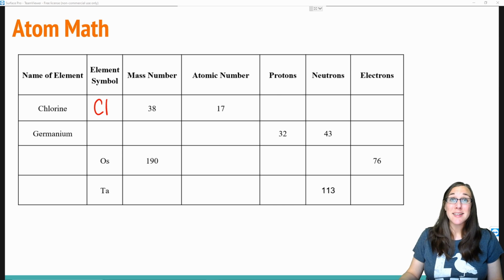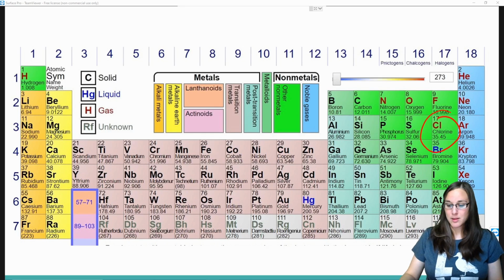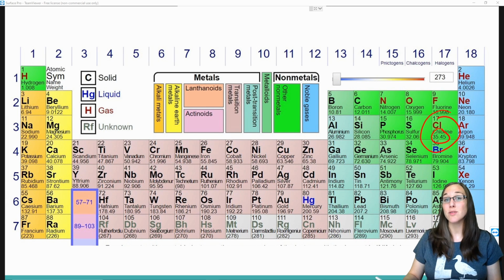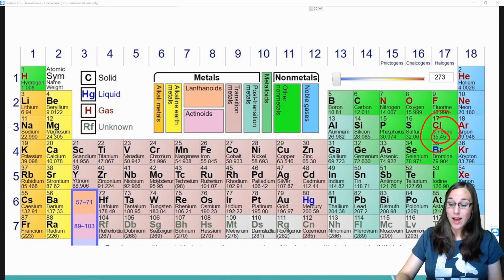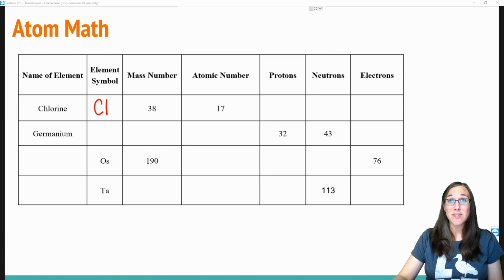We are given a mass number of 38. Let's look back at the periodic table. Does that say 38? No, it doesn't. That's okay, because chlorine can have isotopes that are naturally occurring with different masses due to a different number of neutrons. Now remember that the value that's here on the periodic table is an average of all the isotopes. In the table that I have given you, that mass number might be one specific isotope of chlorine that we're solving for. So that doesn't mean it's incorrect.